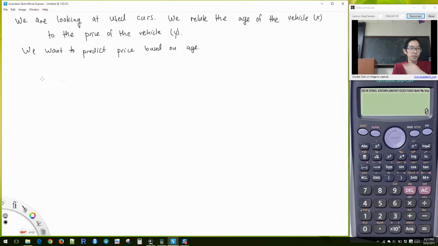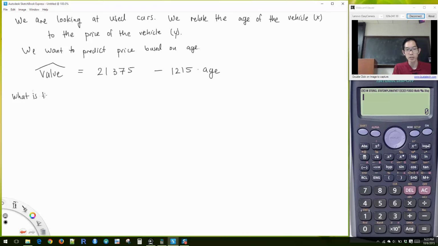Okay, and so I have this equation, value or price is equal to 21375 minus 1215 age. Okay, so I'm going to ask a few questions.